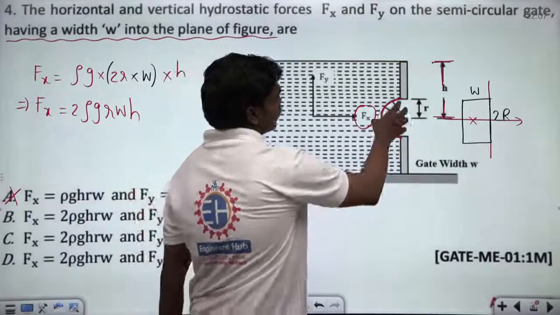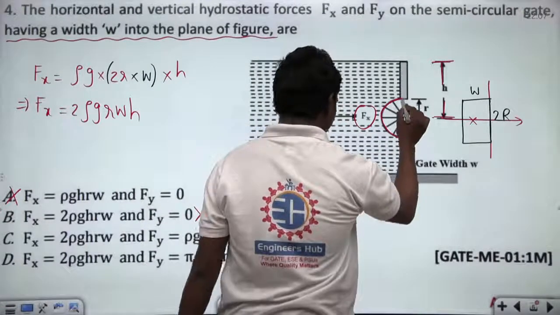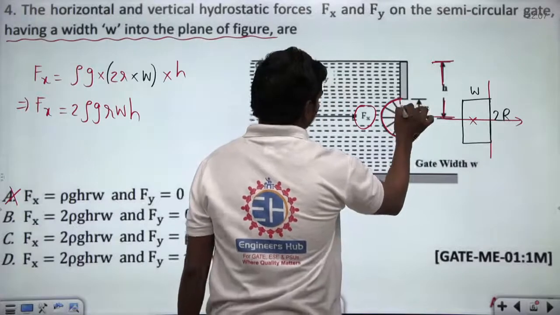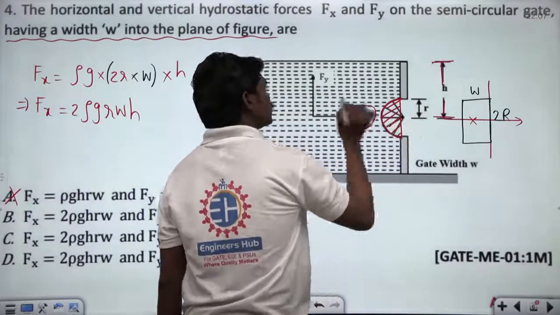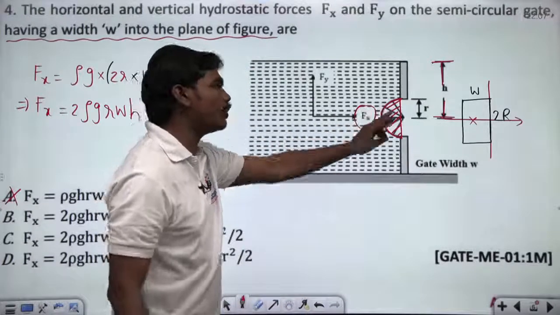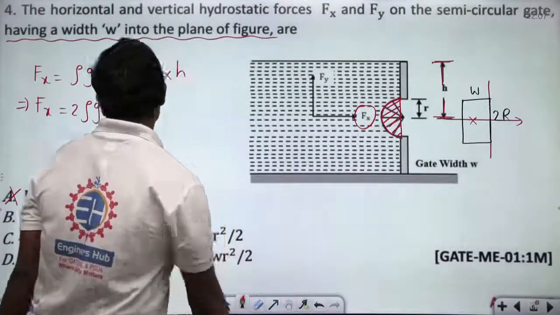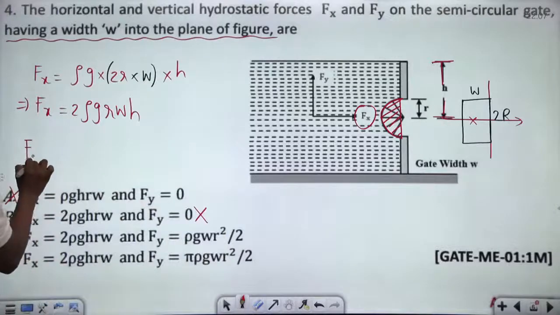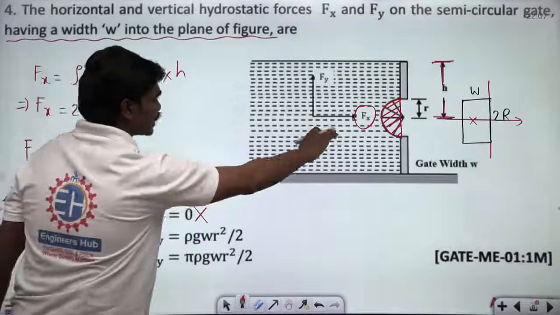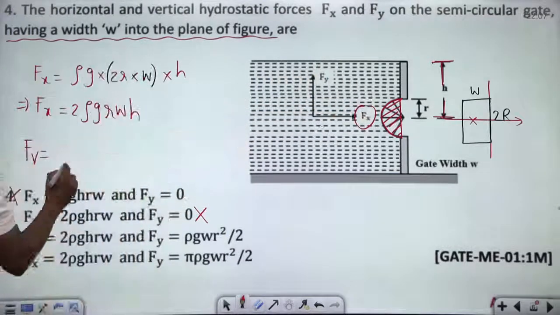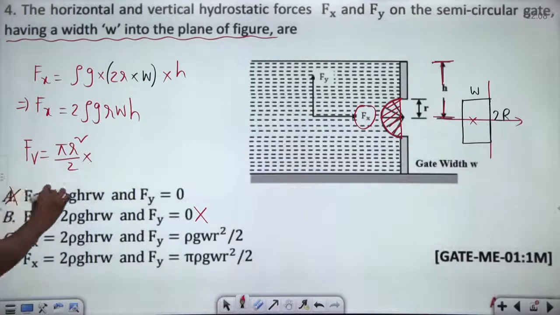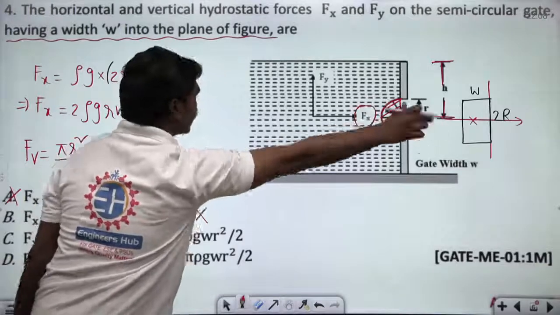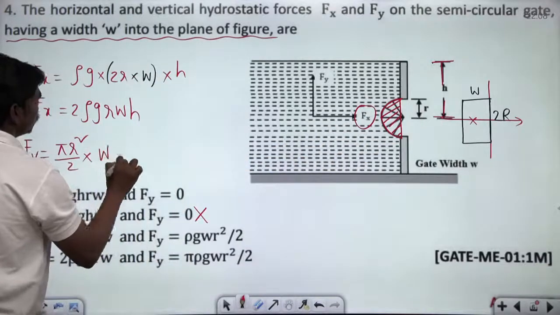Now see clearly, this is the area of the fluid. Let us try to observe. This is the area which is not fluid, correct? This area is occupied by this gate. So if I want the vertical force, this Fv is nothing but the area replaced by the gate. So what is this area? It's half of the circle, so pi r square by 2 into the thickness, the width of this gate, w, into rho g.